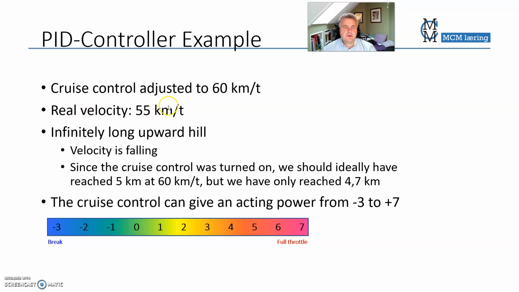The real velocity is 55 kilometers per hour, and we are running on an infinitely long upward hill, so the velocity is falling. And since the cruise control was turned on, we should ideally have reached 5 kilometers by now at 60 kilometers per hour, but we have only reached 4.7 kilometers, so we are actually a bit behind the desired distance.